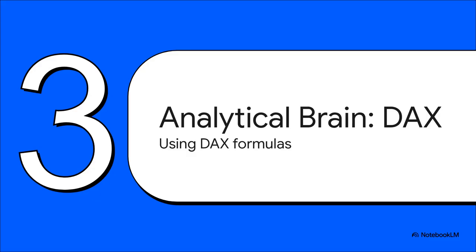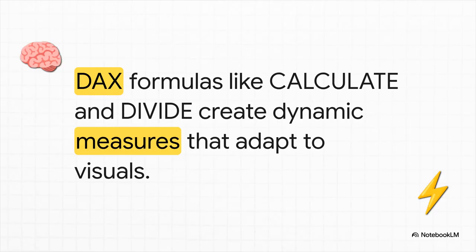All right, Section 3, the analytical brain, DAX. Let's see how we can give our freshly built model some serious intelligence. Think of data analysis expressions, or DAX, as the actual brain of your operation. We are way past simple sums here. With functions like CALCULATE, which, by the way, lets you apply super specific filters, like only looking at sales over $10,000, and DIVIDE, you're creating complex dynamic business logic. We call these measures. And the coolest part? Unlike static data, measures dynamically adapt on the fly to whatever filters or visuals your user happens to click on.